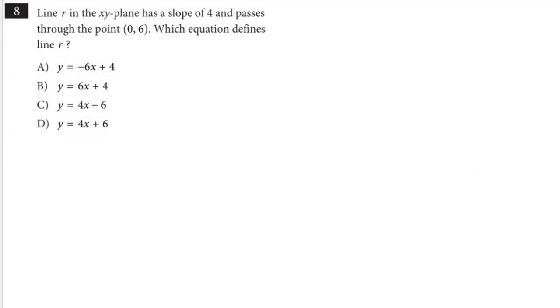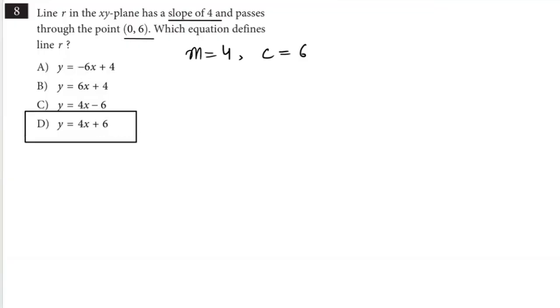Question 8: Line R in the xy-plane has a slope of 4 and passes through the point (0, 6). So we know this point is on the y-axis. Which equation defines line R? The gradient is 4 and the y-intercept is 6. Just look at which equation matches. So D is the correct answer since the gradient is 4 and the y-intercept is 6.